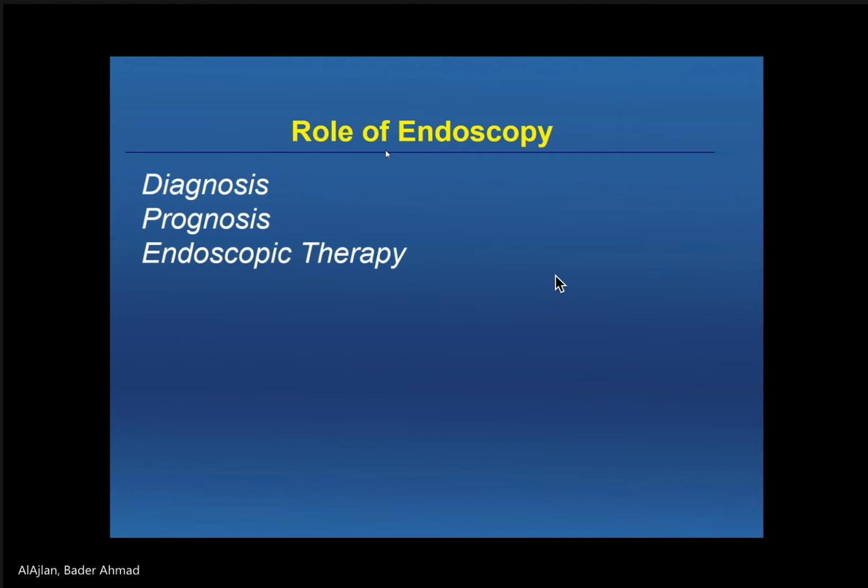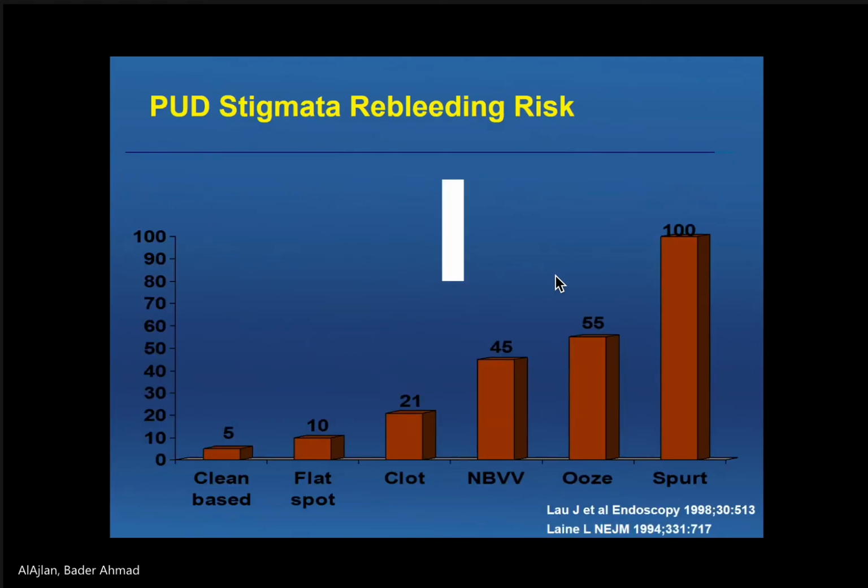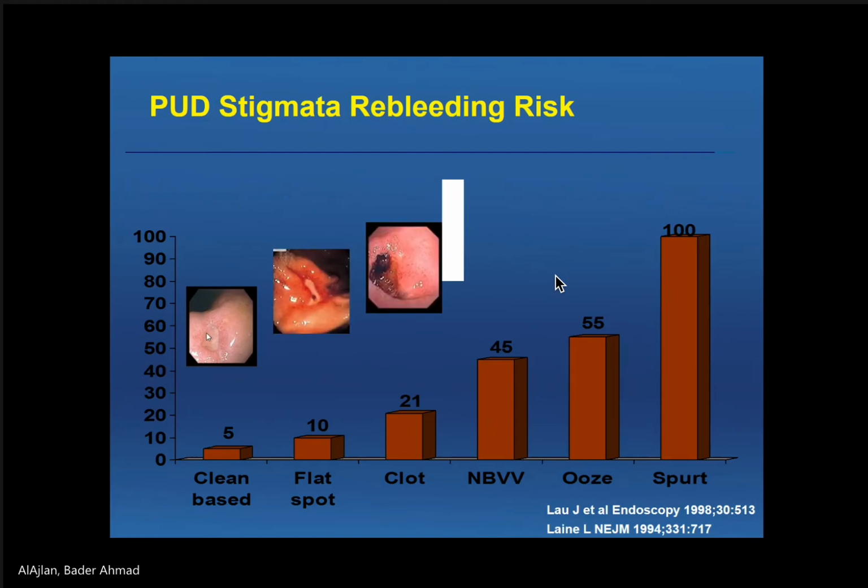So what's the role of endoscopy? Of course, diagnosis and prognosis. It helps you to predict what's going on, and also for endoscopic therapy. For example, let me show you here. This is a clean base ulcer. If we do not do anything, the risk of rebleeding from this is 5%. Here is a flat spot or pigmented spot. If we did not do anything, the risk of rebleeding is 10%. So that's why in these two, we don't do any interventions.